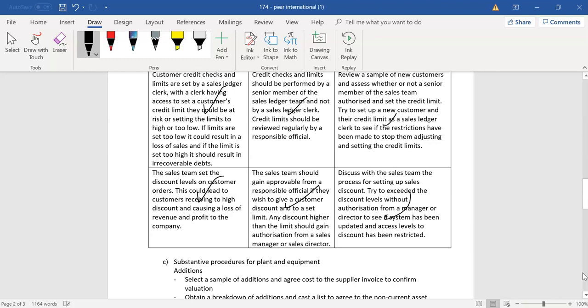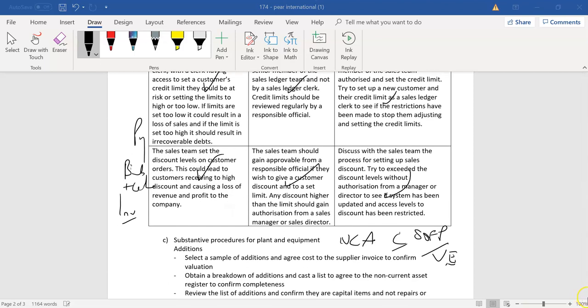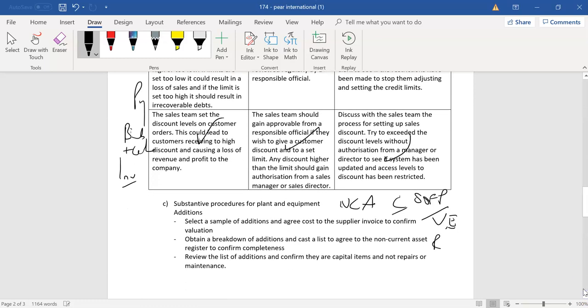Of course, we've gone from payroll to bank and cash to inventory, and now we're at non-current assets. These are on the statement of financial position. So we're talking about valuation, existence, completeness. Well, we would expect all assets to be there. Completeness, ownership, rights and obligations. Do you own it? Is the thing yours? Because these are all assets.